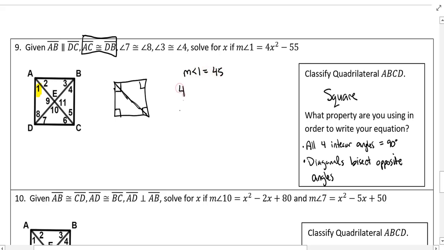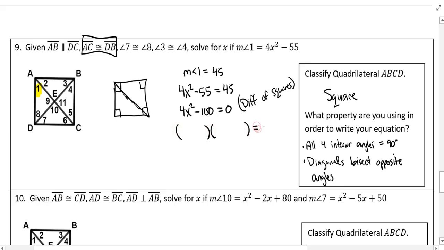So we can now substitute in 4x squared minus 55 for measure of angle 1, set that equal to 45 degrees, and go ahead and solve this. Set the equation equal to 0 by subtracting 45 from both sides, and we get 4x squared minus 100. And notice it's a difference of two perfect squares. So I think we have an example of that in type 1, and it factors to two-term factors.